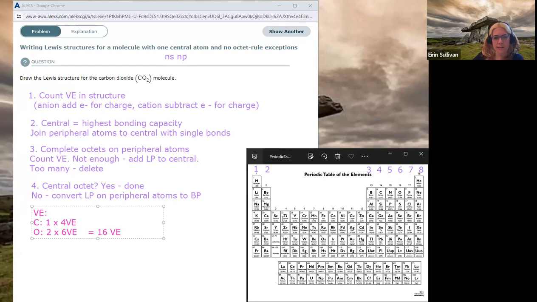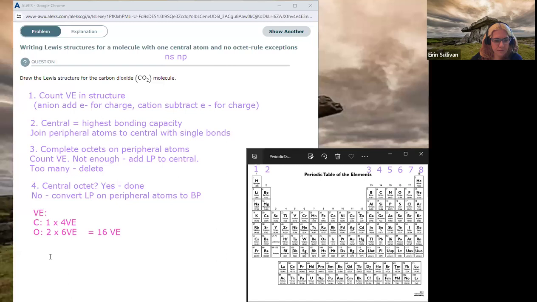What is the central atom going to be? Well, carbon has got 4 valence electrons, so it's got a bonding capacity of 4, wants to form up to 4 bonds. Oxygen has got 6 valence electrons, so it's got a bonding capacity of 2, wants to form up to 2 bonds. So carbon is going to be our central atom.